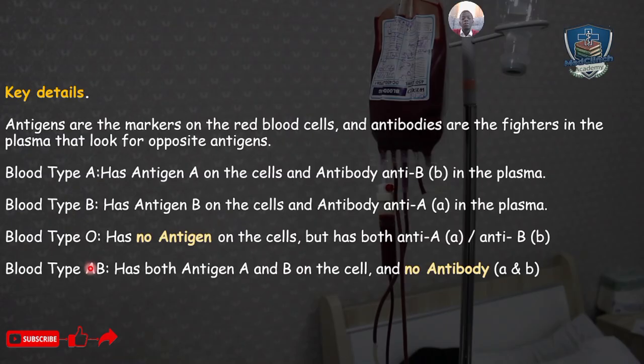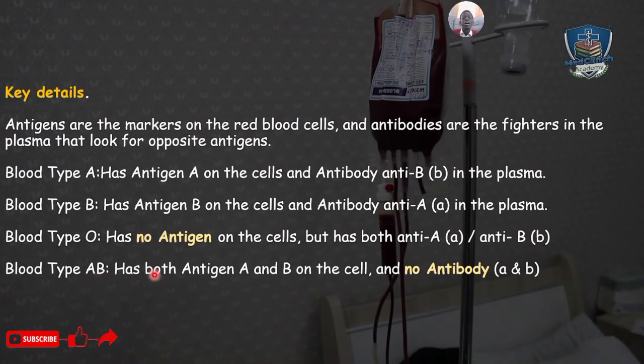When it comes to naming, the name is always given based on the antigen that the red blood cell presents. When you say blood type A, it means the red blood cells have antigen A on the surface. Blood type B means antigen B. Blood type O, which can stand for 0, means there's no antigen on the surface of the red blood cells. AB means it has both antigen A and antigen B on the surface of the cell.